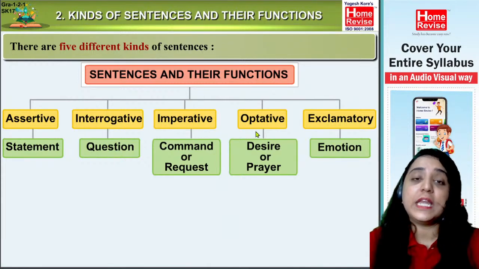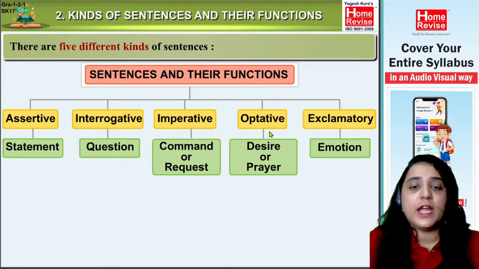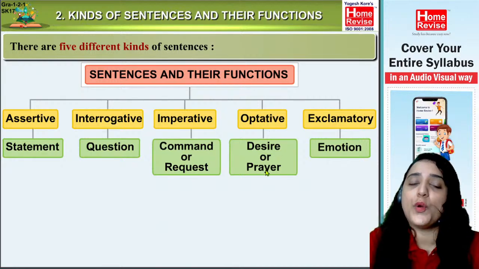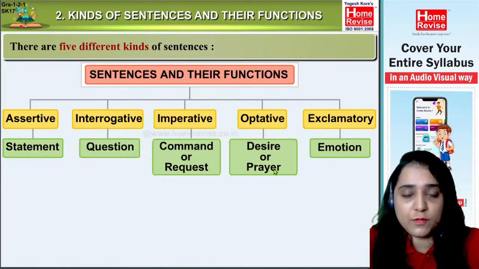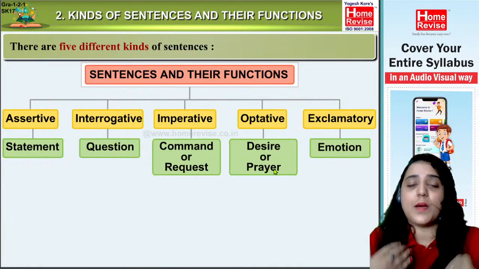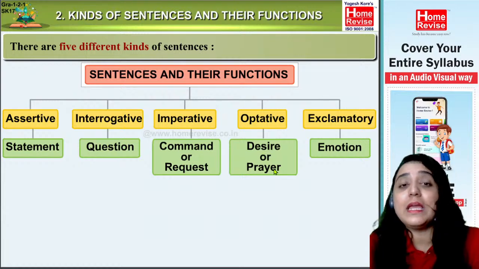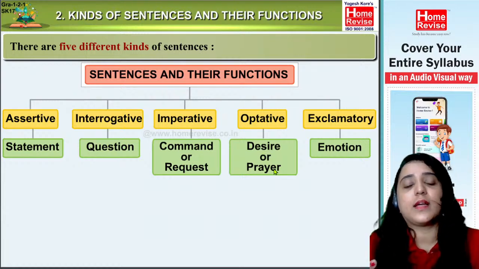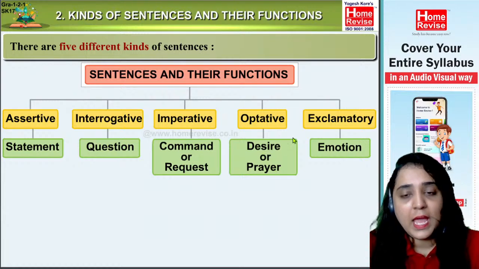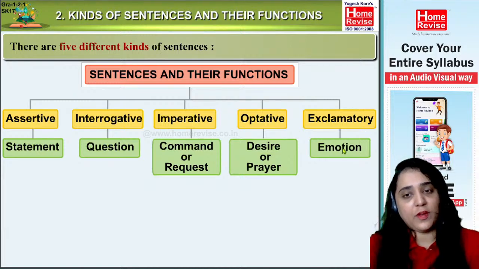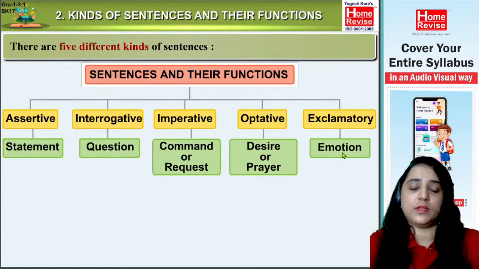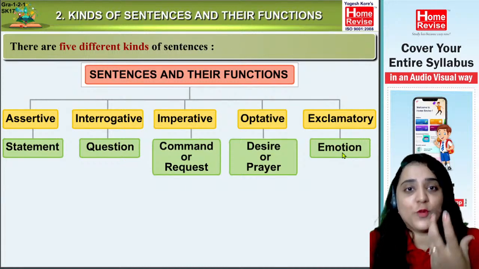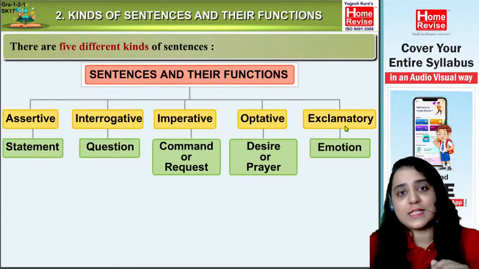Now coming to a new type, that is optative. It shows desire or prayer. Like अगर मेरा कुछ desire है और मैं तुमसे कुछ desire आपके सामने express कर रही हूँ या मैं कुछ pray कर रही हूँ आपके लिए कि please can you do this or that, it comes under optative. And the last one is exclamatory, that is the emotion. What a wonderful day! How beautiful the dress is. तो ये सब जो emotions होता है ना, it is included in the exclamatory.